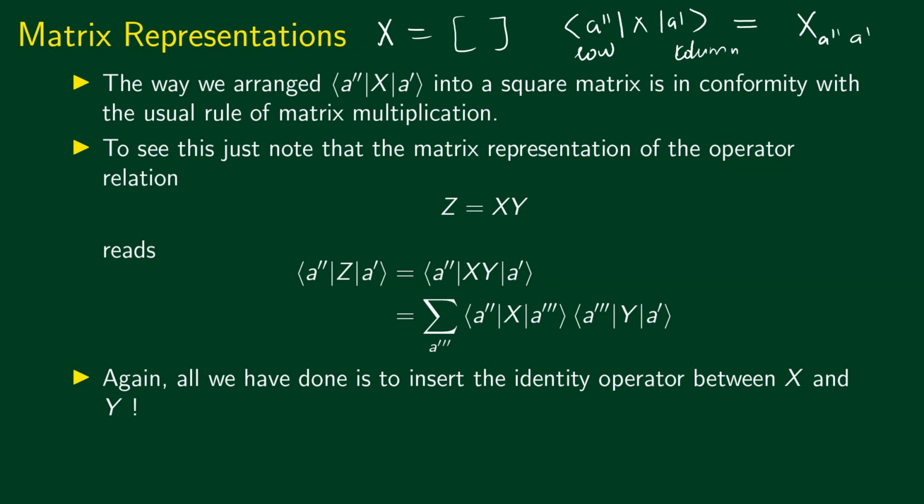This means that this is the a double prime a prime element of a matrix that represents operator X. So if I use an expression like this, you should understand that this is the a double prime a prime element of a matrix. Which matrix? The matrix that represents operator X. So if I write X with indices, these are the matrix elements of the matrix that represents operator X.